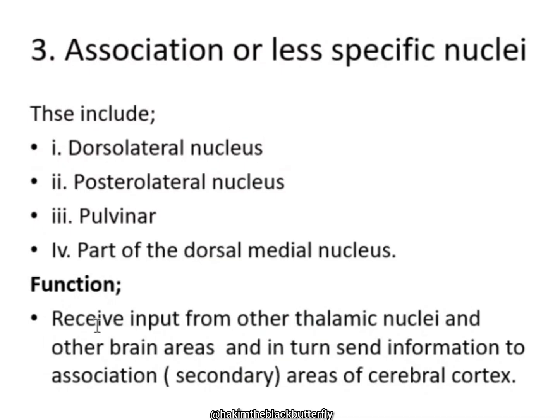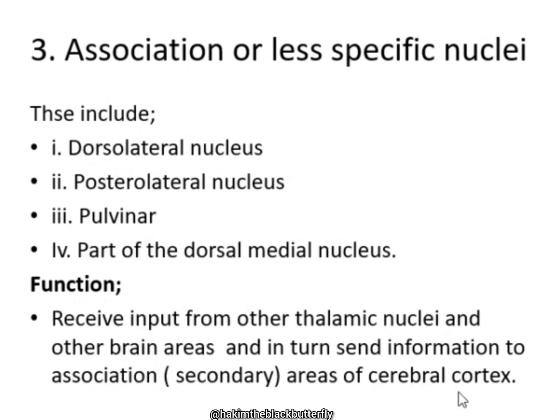Association nuclei receive input from other thalamic nuclei. Inside the thalamus, there are interconnections. So these association nuclei receive information from different nuclei of the thalamus and other parts of the brain, and then they transmit that information to the association or secondary areas of the cerebral cortex.